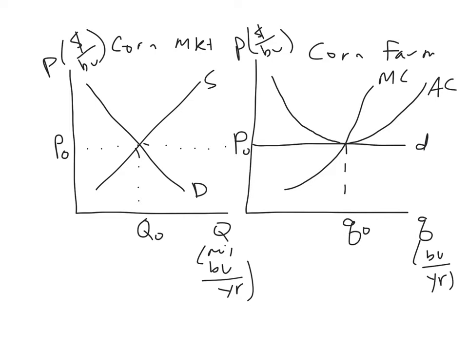Well, fixed costs are part of average costs, but they're not part of marginal costs. So marginal costs are going to stay the same, but average costs are going to rise. So AC prime. And that means this original average cost curve is going to become an isoprofit line where profits are less than zero. Firms are losing money now.